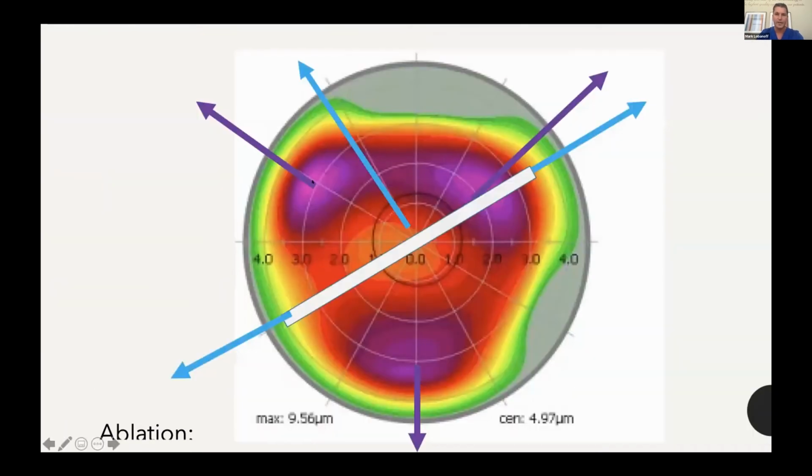So again, the GIS software will identify these areas of topographic elevation that are going to be removed by the topography-guided laser. They assess it as a vector quantity, a refractive quantity of magnitude and direction, a vector. There is a vector for the anterior corneal astigmatism, a vector for the posterior corneal astigmatism, and a vector for the lenticular component.